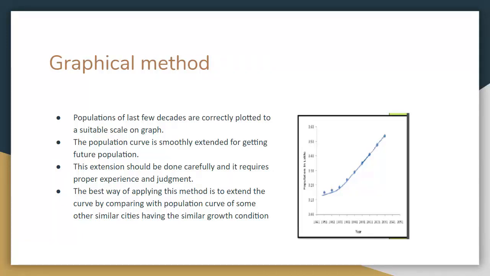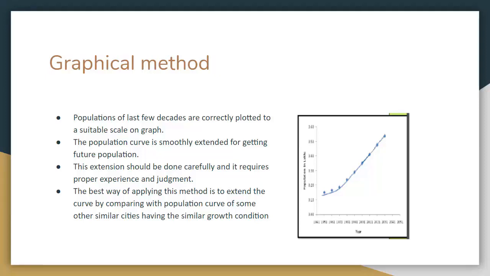if the previous data, that is the previous census details, are not correctly available, we can approach through the graphical method. In this method, populations of the last few decades are correctly plotted to a suitable scale on the graph. The population curve is smoothly extended to get the future population, with the population on the y-axis and the year on the x-axis. This extension should be done carefully, and it requires proper experience and judgment.